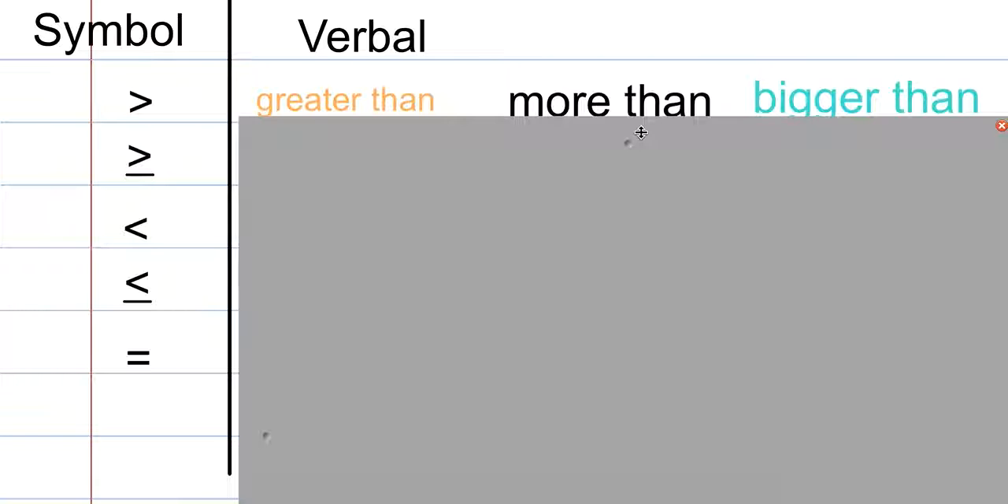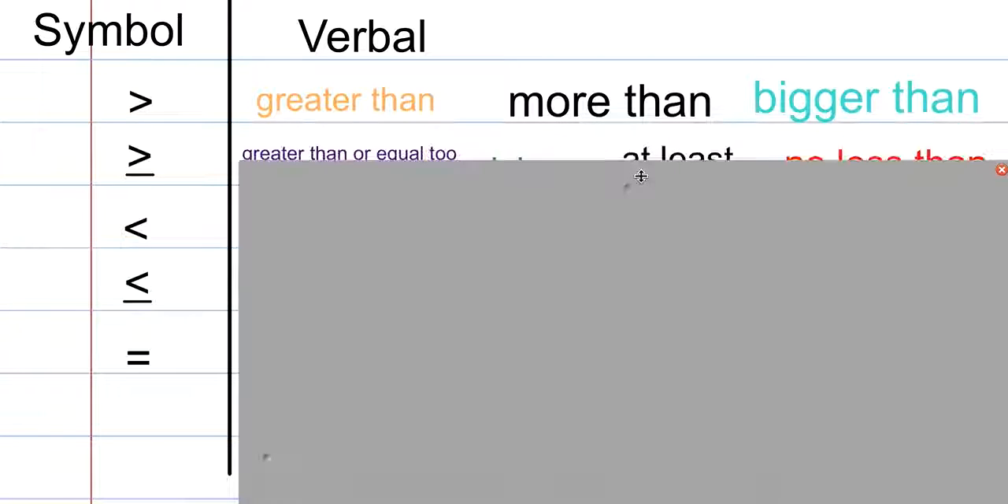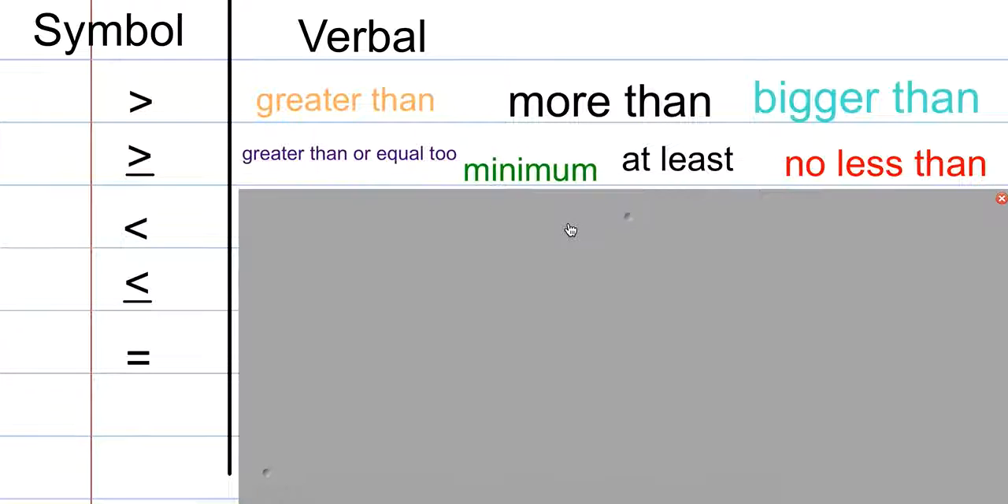The next one, this is when it starts to get a little confusing. It's greater than or equal to. You may also hear something like minimum, because this side to the left can be bigger than this. So this is the minimum amount. So it's everything on this side. At least, if it's at least, this has to be the smallest amount, or no less than, because it's the opposite of less than. The opposite of less than would be greater than. So when you say no less than, it's the opposite of less than.